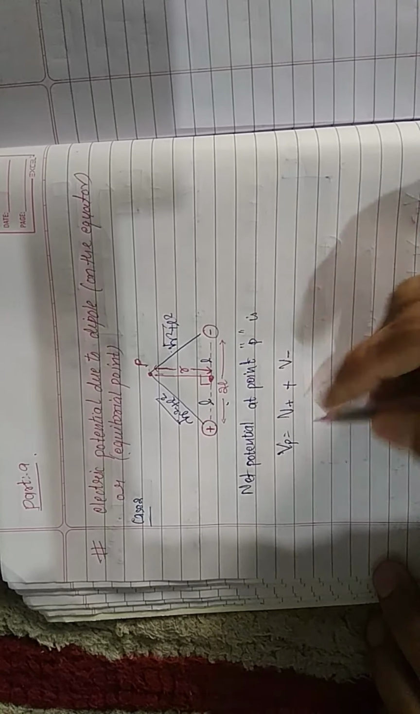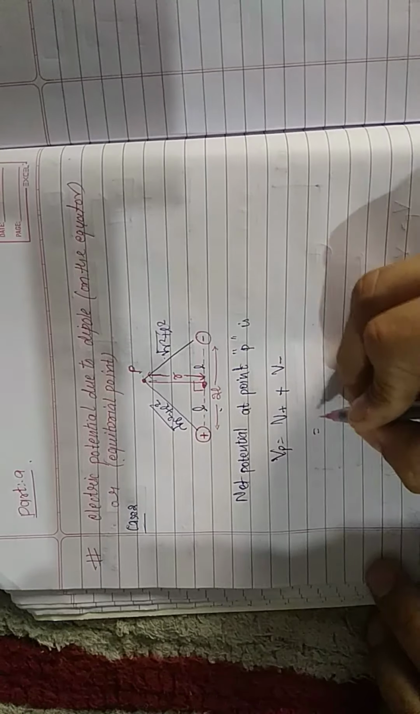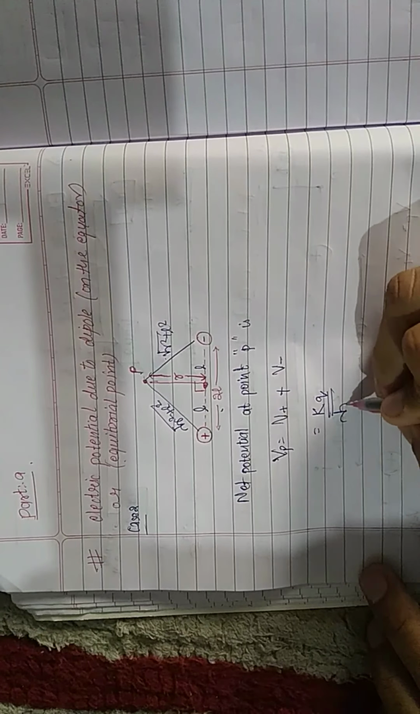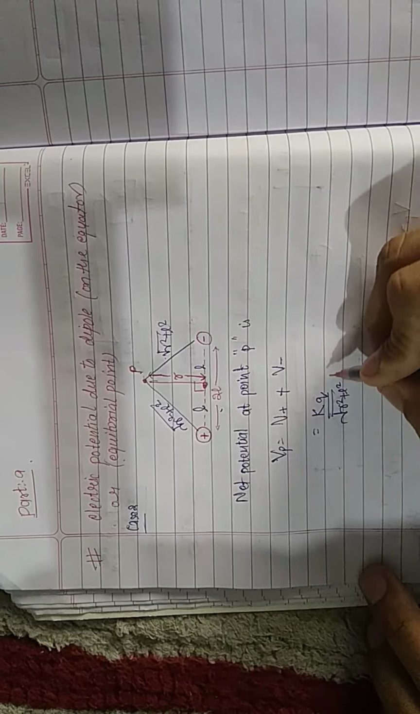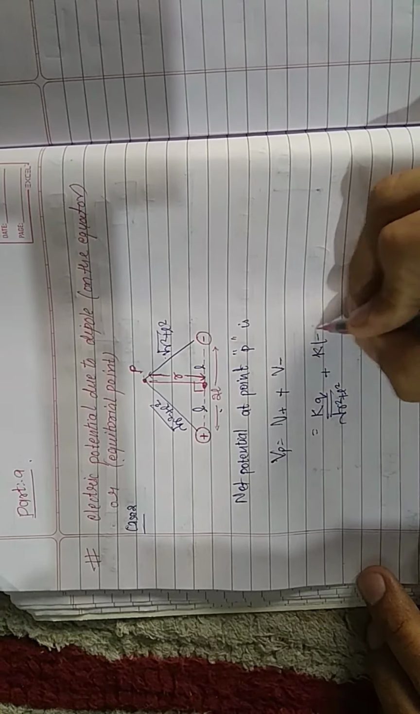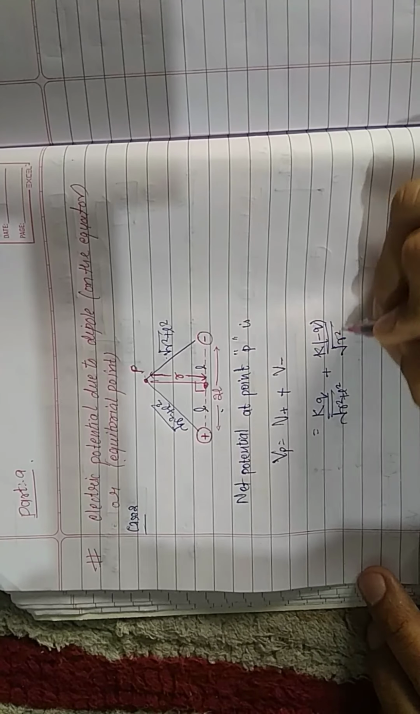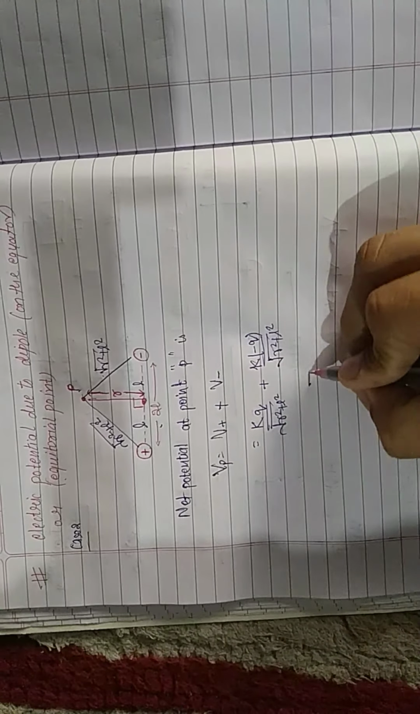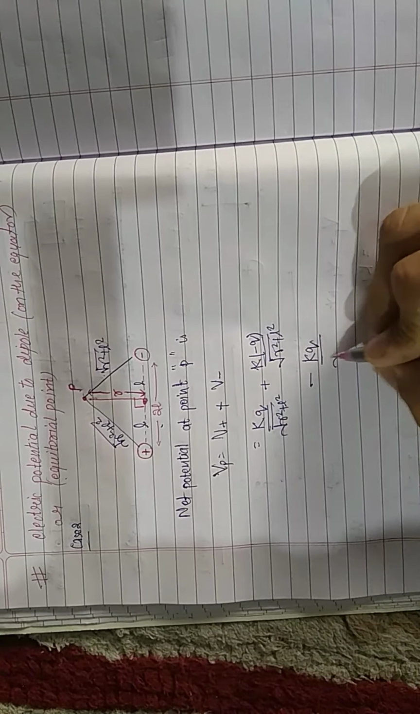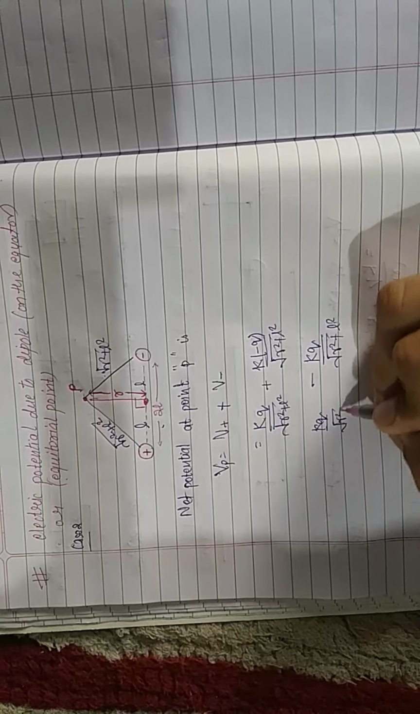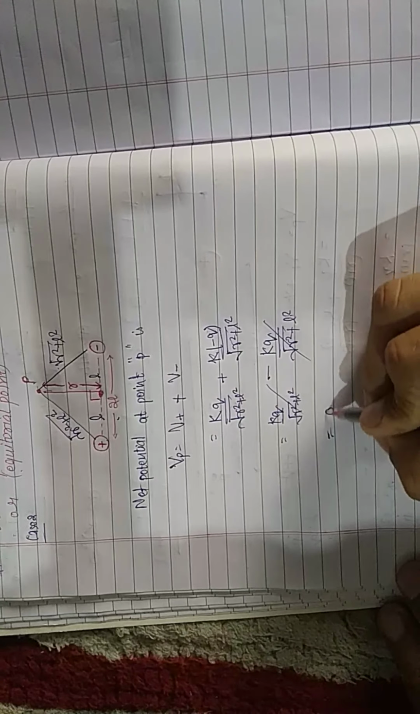Okay, now what is the formula? kq by r. Now k for the positive charge, the charge is positive, distance is under root r square plus L square. Plus, now for the negative charge, so k, now see, the charge is negative, so put negative, kq by under root r square plus L square. Now students see, plus minus minus, so we have to put minus kq under root r square plus L square, and here kq under root r square plus L square. Now see, both are the same, they cancel out, so the answer is 0.